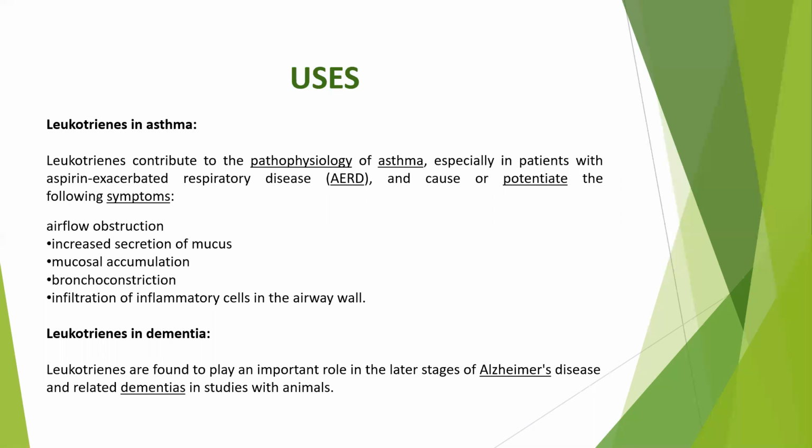And second, uses of leukotrienes in dementia. Leukotrienes are found to play an important role in the later stage of Alzheimer's disease and related dementia in studies with animals.